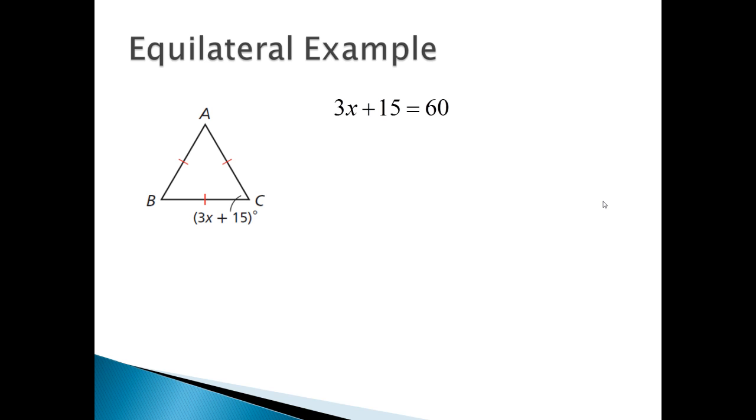All right, well, let's go ahead and start solving it. I know I can subtract 15 from both sides. Gives me 3x is 45. Then I'm going to divide both sides by 3 and get x is 15. So it looks like I'm done. I got x is 15 degrees.